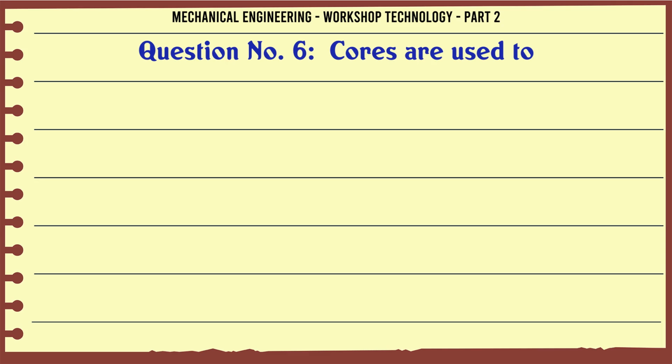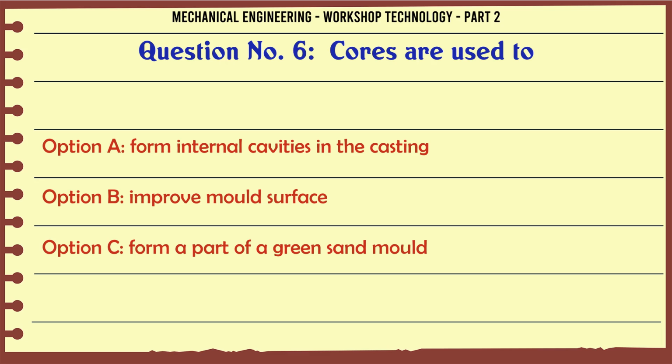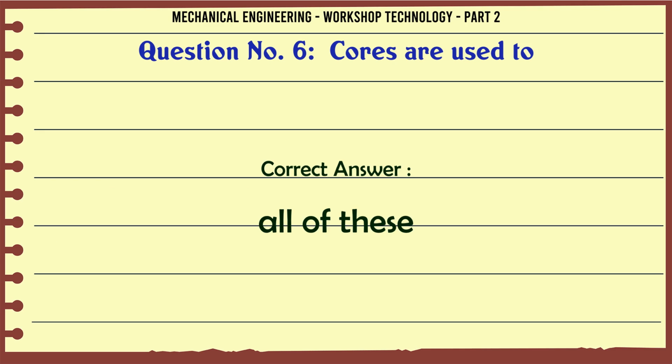Cores are used to A. Form internal cavities in the casting, B. Improve mold surface, C. Form a part of a green sand mold, D. All of these. The correct answer is all of these.